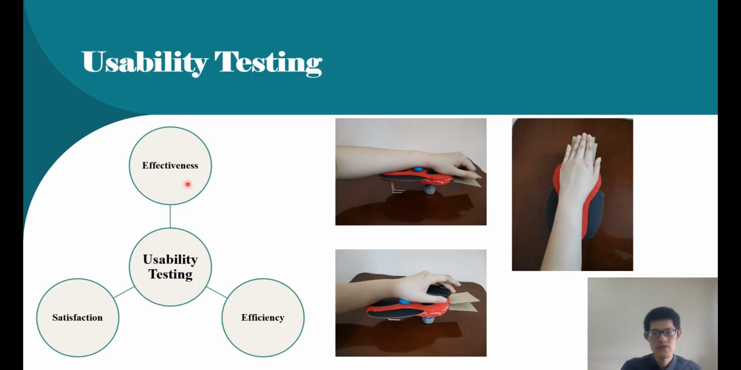There are 3 metrics which are used for usability testing, which are effectiveness, efficiency, and satisfaction. The user behavior is observed during the usability testing, which involves supporting the arm on the armrest pad, clicking the mouse, moving the mouse pointer, and holding the mouse.